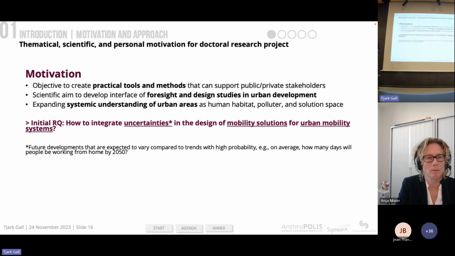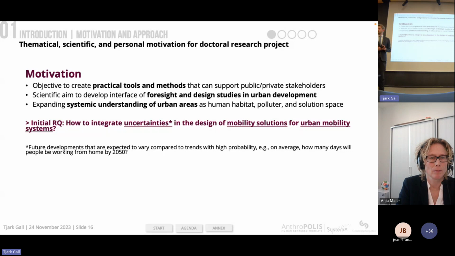The motivation is that we wanted to create practical tools and methods that can support design processes, both public and private stakeholders. We wanted to advance the scientific interface, let's say, between foresight and design in the context of urban development, urban mobility especially, and also advance the systemic understanding of urban areas. And the initial research question behind was how to integrate uncertainties in the design of mobility solutions for urban mobility systems.